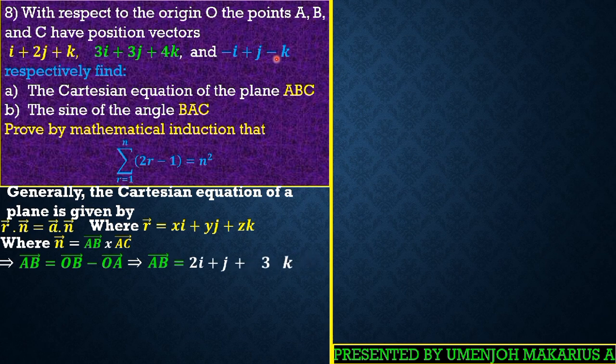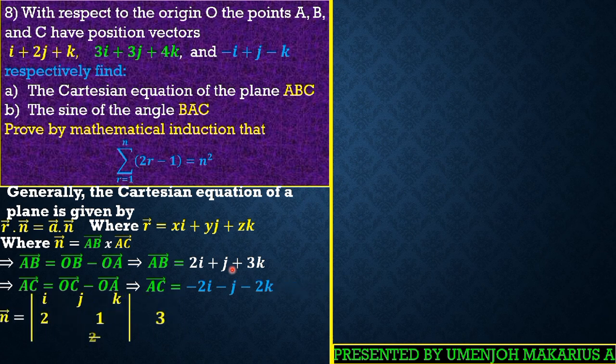Subtracting these two gives us our AB, which is 2i plus j plus 3k. That is 3 minus 1, which is 2i, 3j minus 2j, which is j, 4k minus k, which gives us 3k. Similarly, our AC is OC minus OA, which we subtract and it gives us minus 2i minus j minus 2k. Means our n, which is given as the cross product of these two vectors, we arrange them like this.